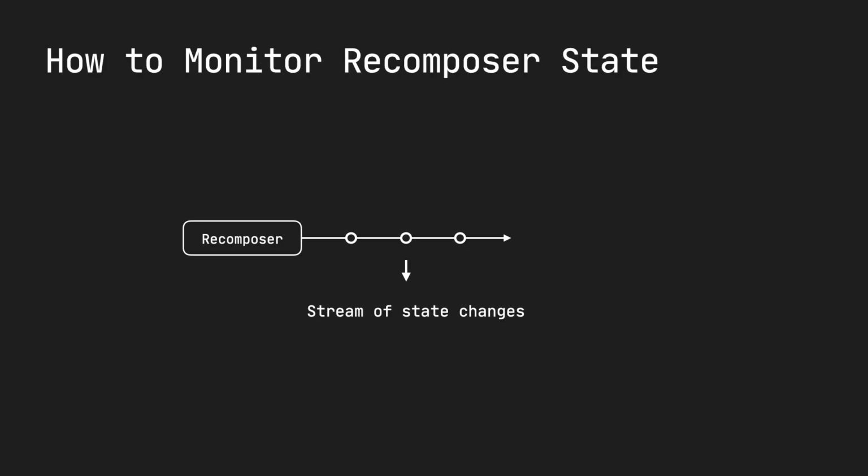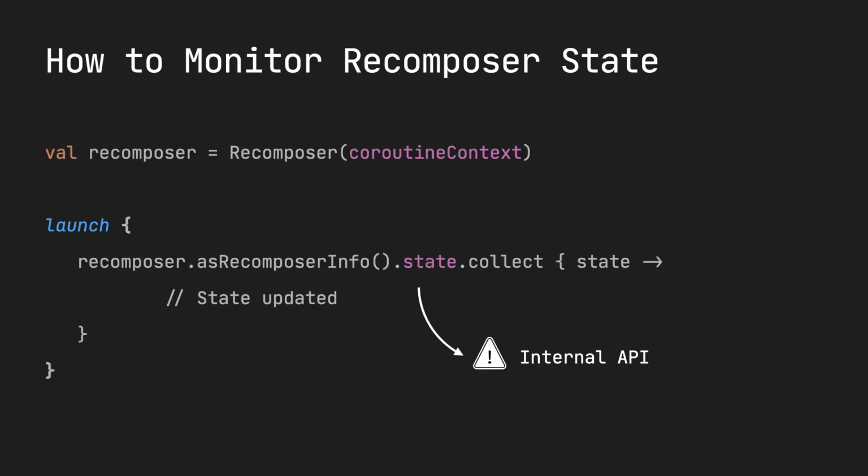And I can listen to these different states. I can monitor them by listening to a stream. This stream exposes all of the state changes. How do I listen to this stream? The recomposer provides me with an as recomposer info method from which I could take the state and collect from it. So any state changes I could observe in this collect method, just like this. This is good for learning how Recomposer is working.